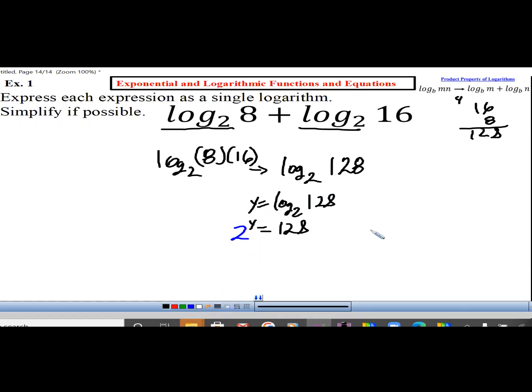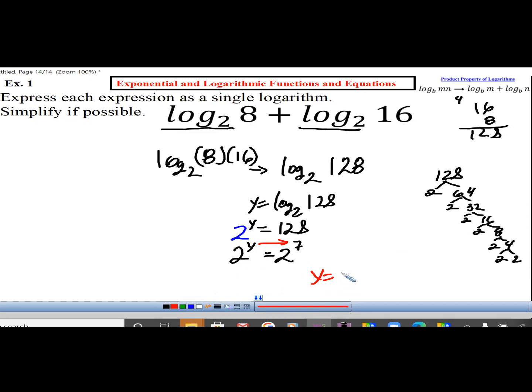Can I write 128 in base 2? Let's find out. 128 divided by base 2, that's 64. Divided by base 2, that's 32. Divided by base 2, that's 16. Divided by base 2, it's 8. Divided by base 2 is 4. Divided by base 2 is 2. So we got 7 twos. So this is 2 to the 7th equals 2 to the y. So that means that y equals 7. Woo, let's go. Am I right? Pretty good, right?